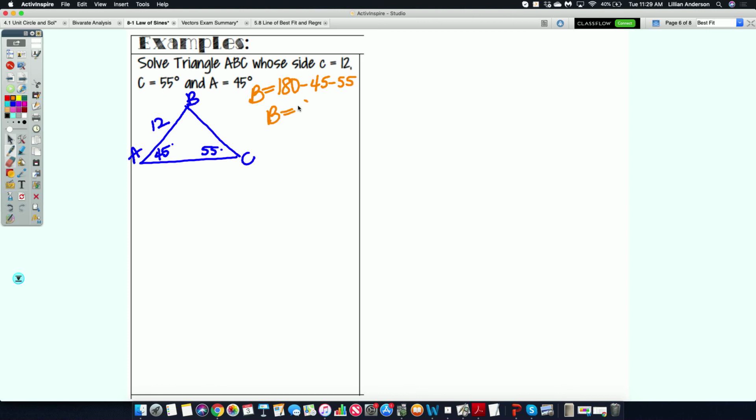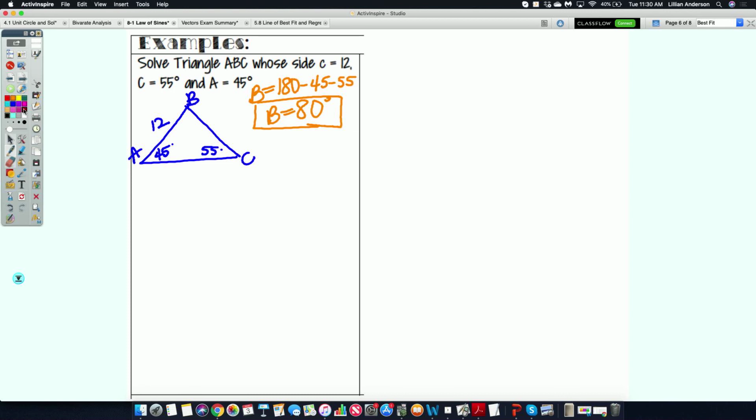And one thing I forgot to ask, and I should have asked it at the very beginning. This situation is an angle side, 2 angles and a side. This is not the ambiguous case. You don't have to worry about 2 triangles, no triangles. It's going to be 1. Okay? So we're going to work it out normally. So right now I got one of my pieces of information. Angle B is 80 degrees.